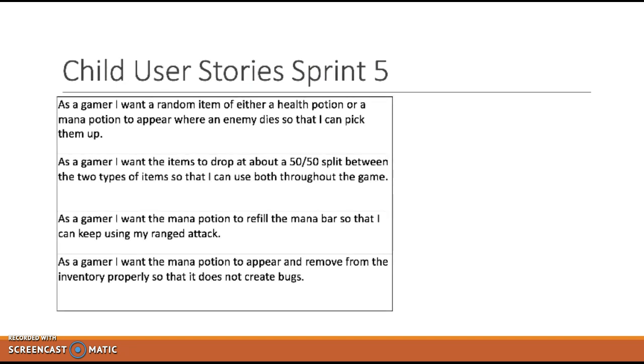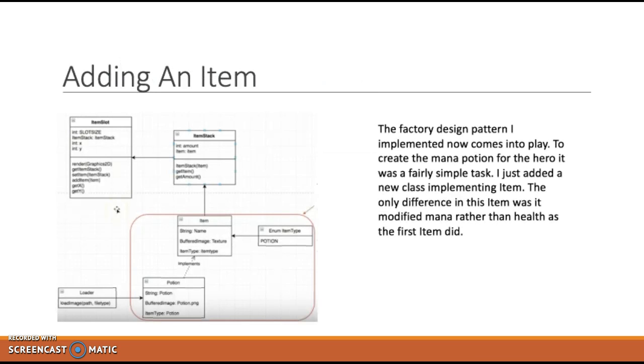So, to accomplish the mana potion, I added my item. But thanks to what I had already implemented with my factory design pattern shown here, I was able to implement the new mana potion fairly simply. I just added a new class that implemented the item class, and then just added a few different characteristics to the item for potion that affected mana rather than health. And then of course found a different visual for it and added that visual. So a fairly simple task thanks to my factory design pattern.